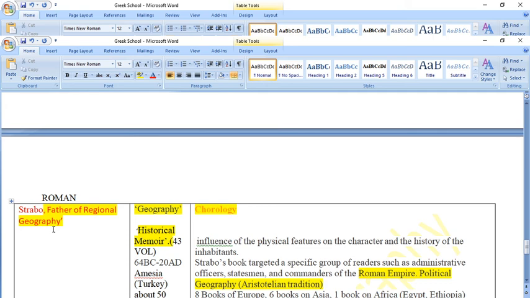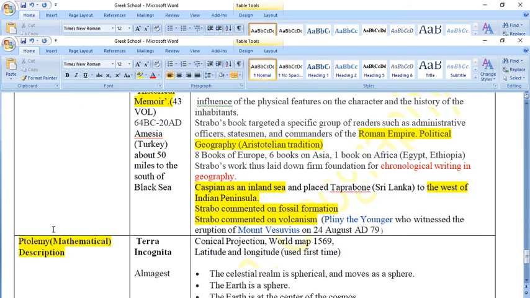Then the Roman school, where we include only two philosophers: Strabo, and second, Ptolemy. Ptolemy's book is Terra Incognita. Terra is for the Earth in the Italian word, and incognita means unknown. And the Almagest is the Arabian translation version of the work of Ptolemy. In the Almagest, it describes all these things.